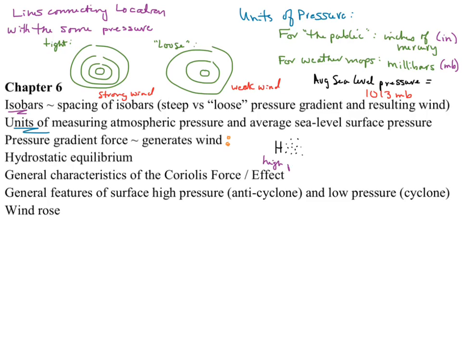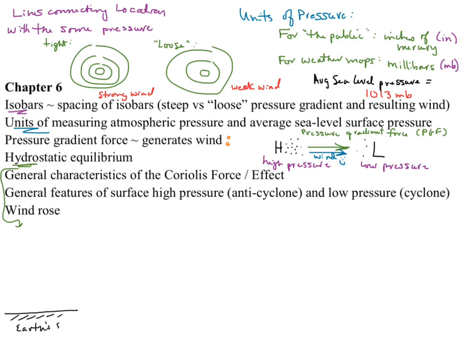So the thing that creates wind in the first place is basically you have air that's crammed together and air that's not crammed together. That's what we call a pressure gradient. And so the air is going to move from high pressure to low pressure. That green line is what we call pressure gradient force. That's the push from a high to a low.